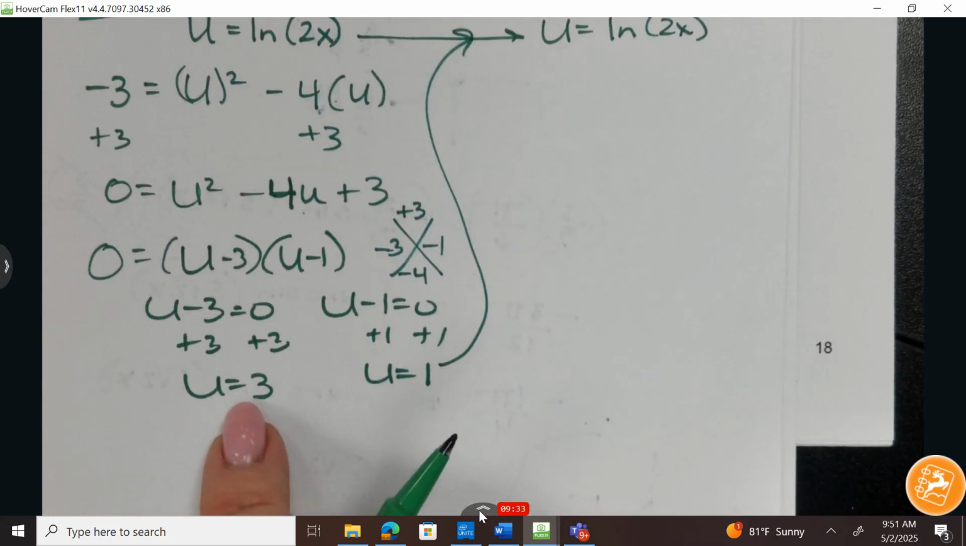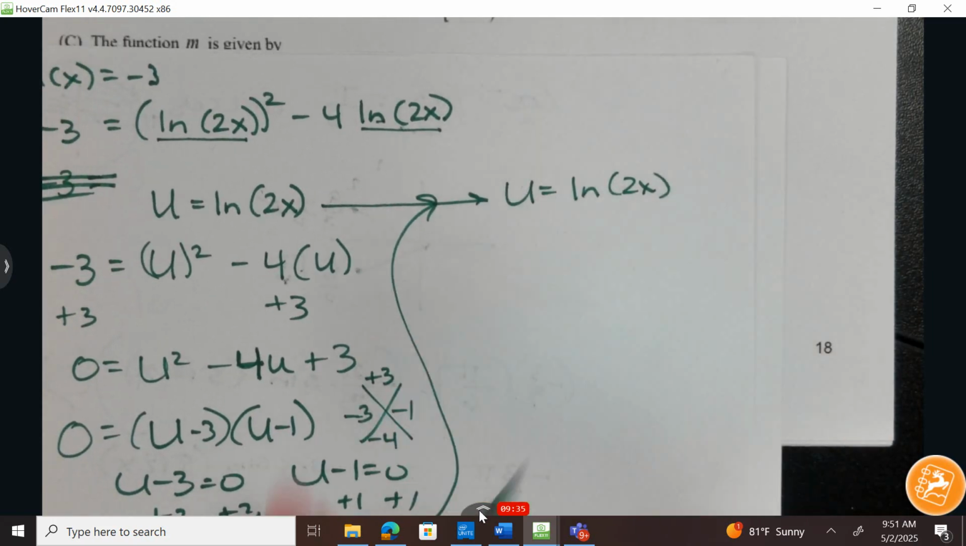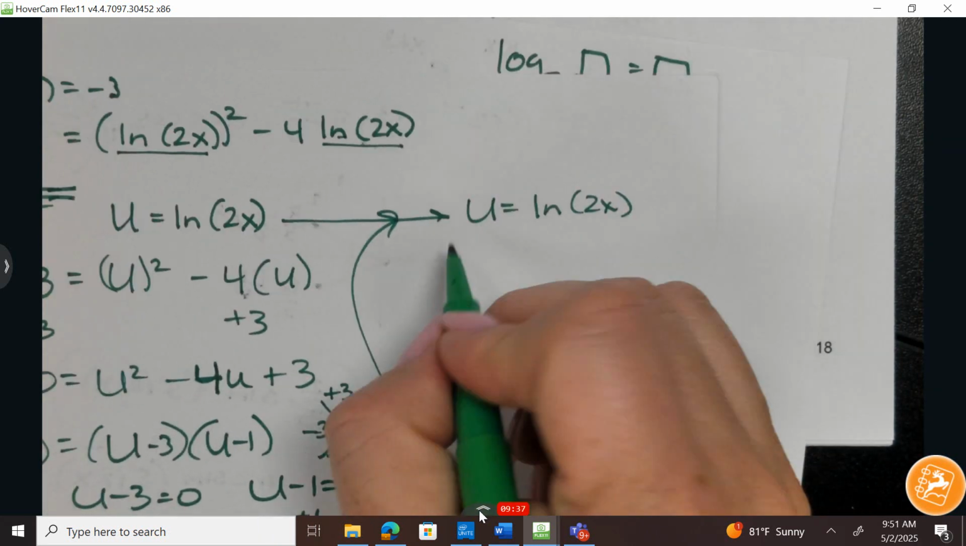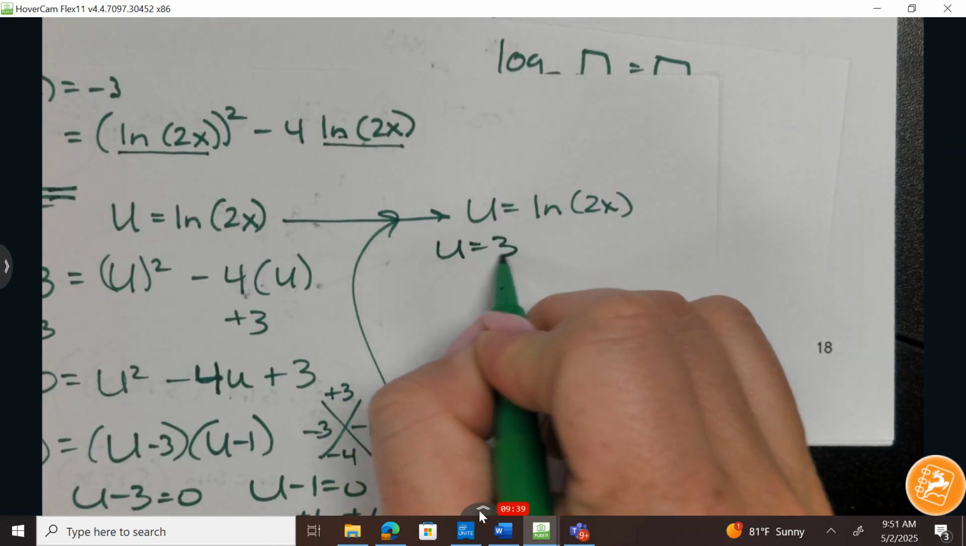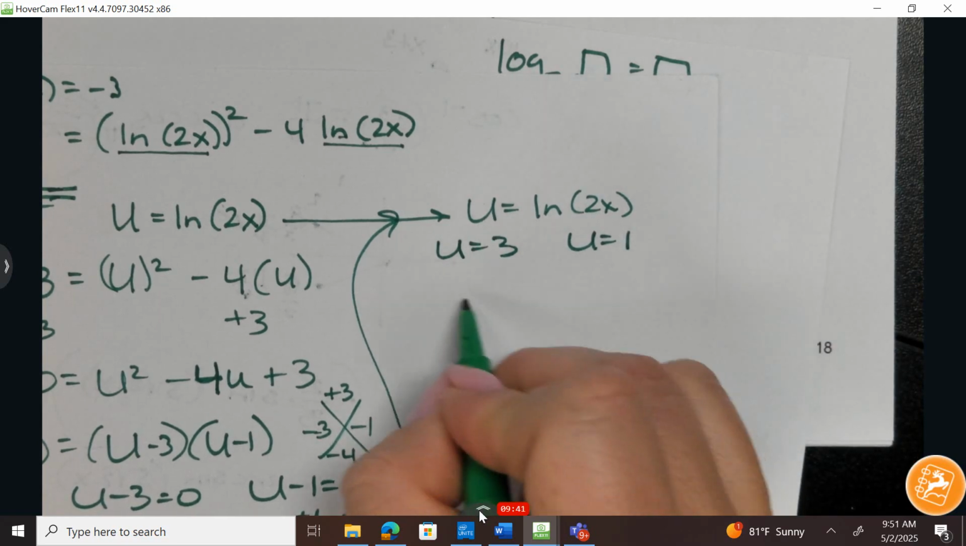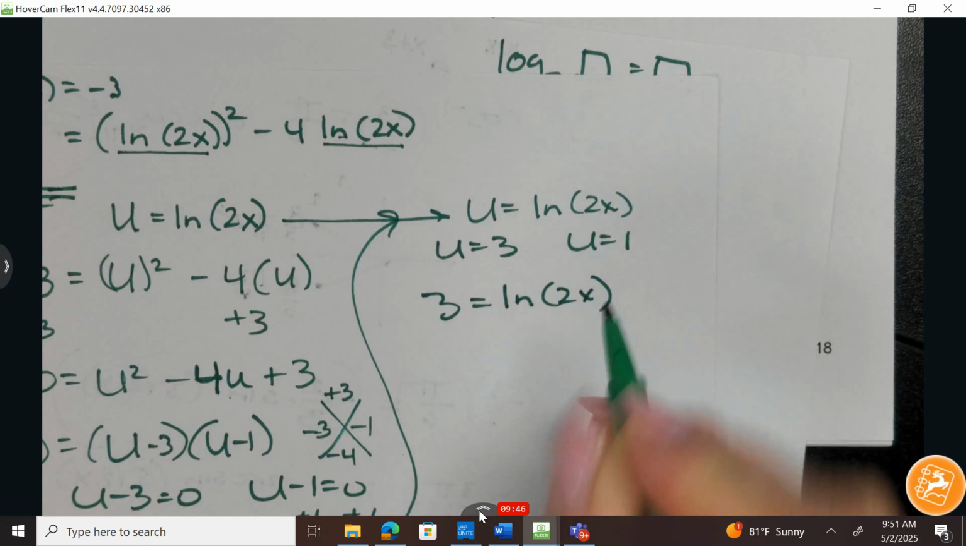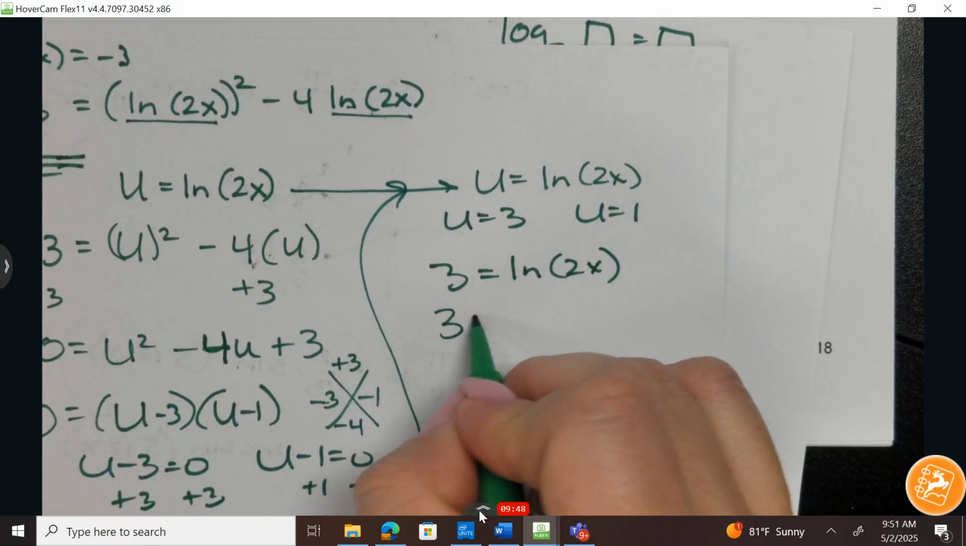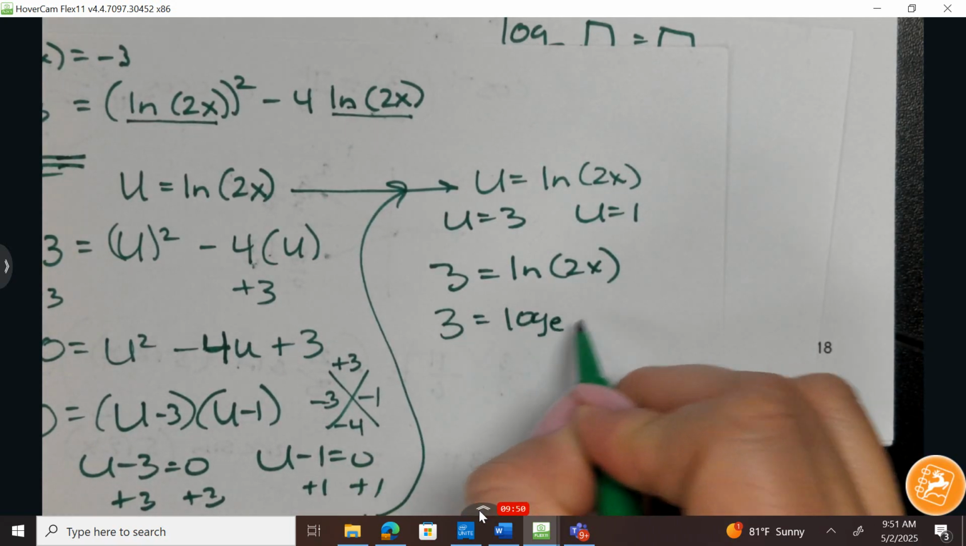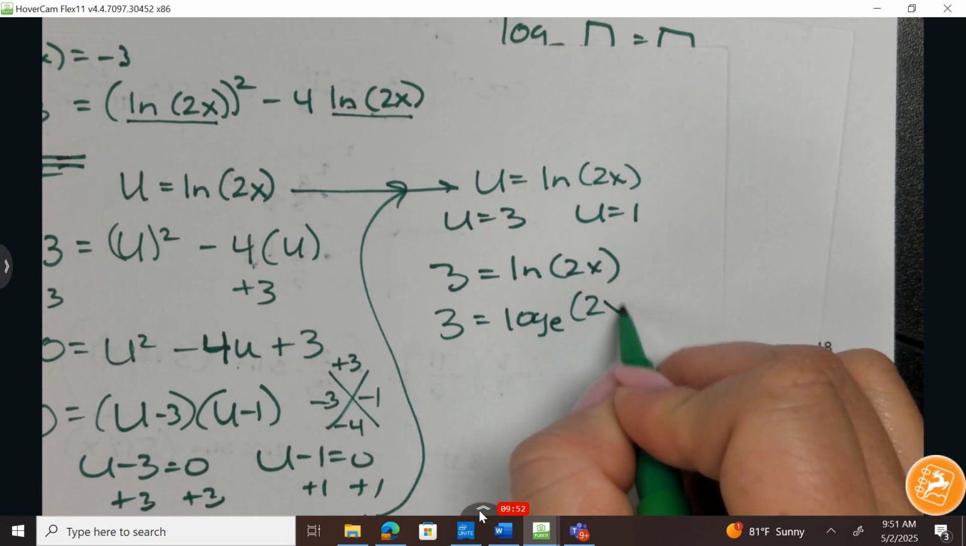So I'm going to start with 3. I'm going to substitute in 3 for this quantity. So u equals 3 and u equals 1. So let's try 3. 3 equals the ln of 2x. Well, another way to represent ln is log base e. So log base e of 2x.